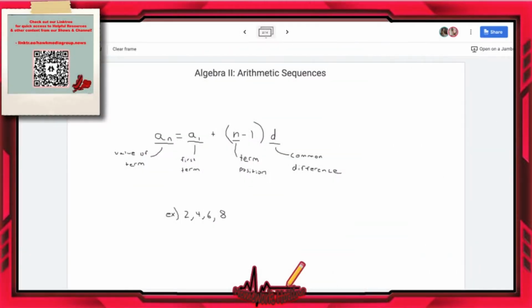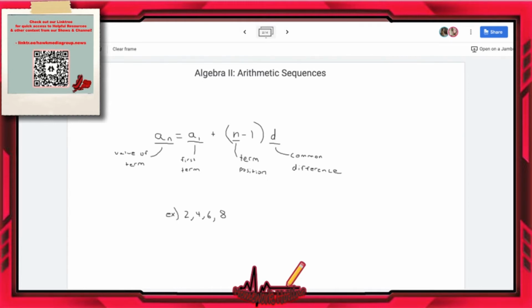So what I did on the Jamboard here is I wrote the formula down of how to find any term. And that's what we're going to be using today on one of the example problems. So we have the value of the term you want, a of n, equals the first term plus, in parentheses, the term position minus 1, multiplied by the common difference. So if you're looking for the 20th term, you do 20 minus 1, and then multiply by the common difference. In the example, the common difference would be 2, so you multiply by 2. That's what we're going to be using today.